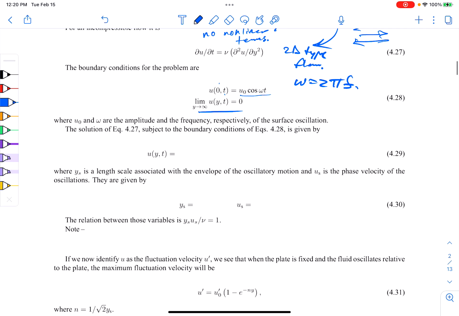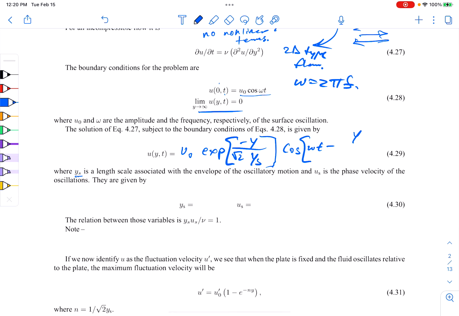So the analytical solution is u naught times exp of negative y over square root of 2 ys, and ys is defined here, the length scale associated with the envelope of the oscillatory motion. So it's just a constant right now, times the cosine of omega t minus y over square root of 2 times nu. And that's the same constant here, nu. So let's just look at this equation for a second.